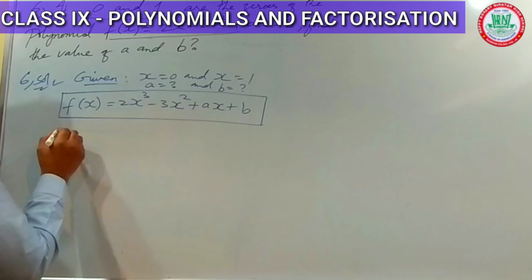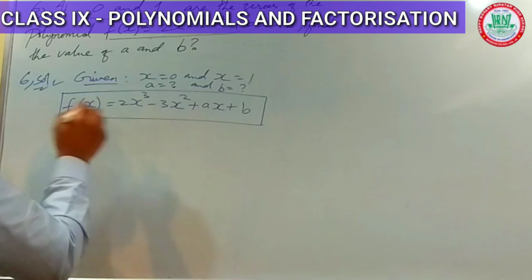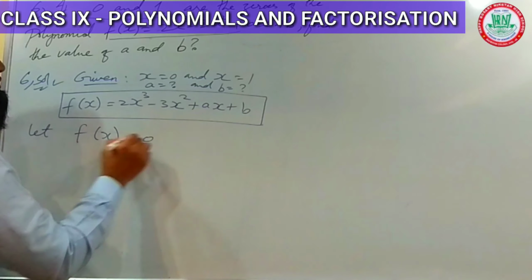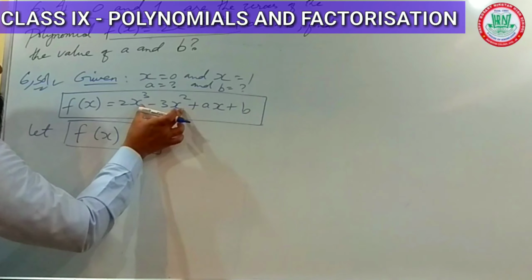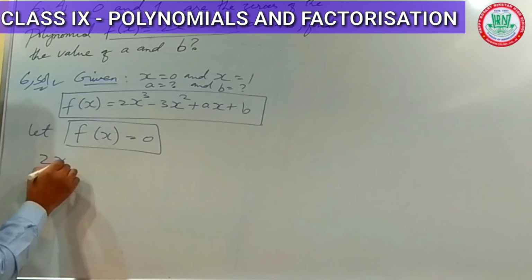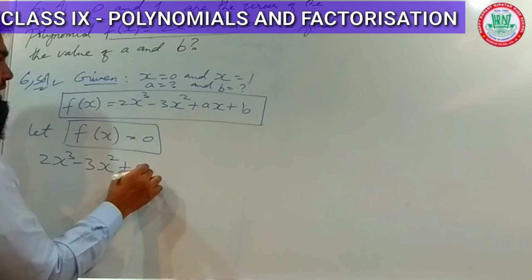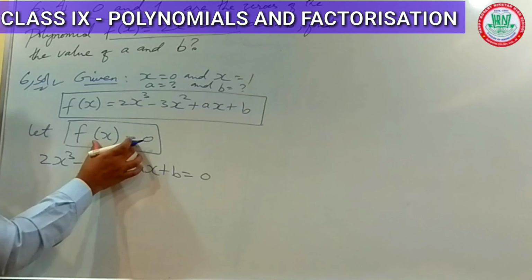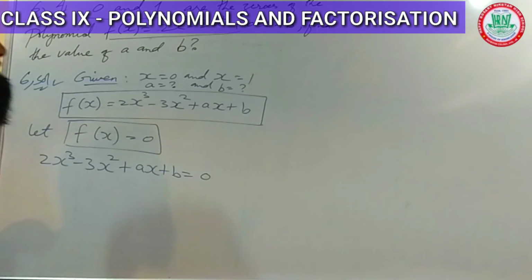So we will solve this here. If 0 and 1 are the zeros of the polynomial, which means we have to take f of x as 0. Let f of x is equal to 0. Now the f of x value is given here: 2x cube minus 3x square plus ax plus b is equal to 0. Why are we taking this condition? Because the zero of the polynomial is given, so we have to take this condition.